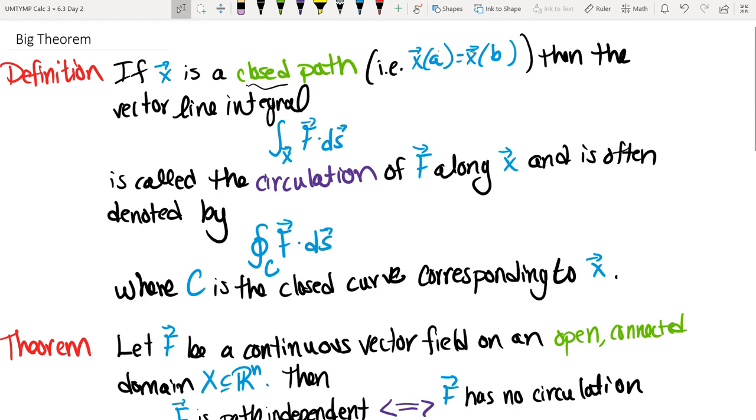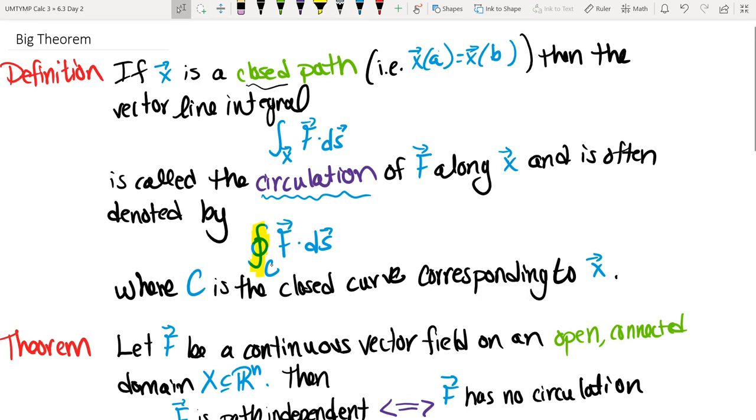Then when we talk about the vector line integral on that closed path, we call it the circulation of f along the path. Notationally, you'll often see an integral with a circle in the middle of it. This just means it's a circulation, that we have, in a sense, a loop. And C is the curve that is parameterized by x. So circulation, closed path, we need that idea.